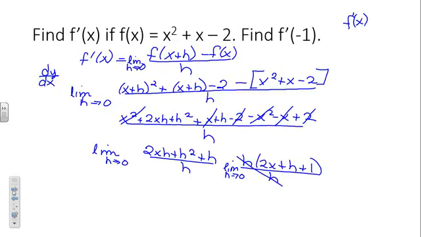The h's are gone. Now that we no longer have an h in the denominator, we're good to take the limit. And we plug in 0 for every h we see. And what's my derivative? 2x plus 1. That's the equation of the slope of the tangent line for any place on that curve. And the last portion says, now tell me what happens. What's the slope at negative 1? Because 2 times negative 1 is negative 2 plus 1 is negative 1.